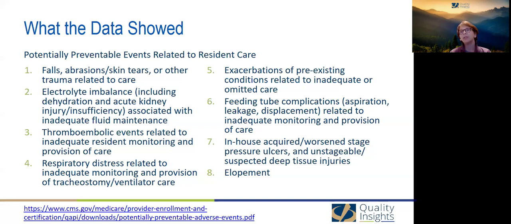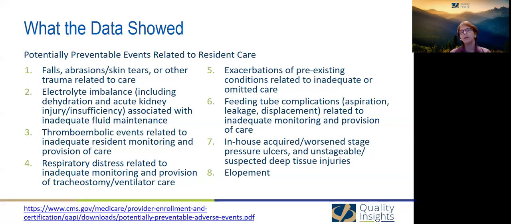The first category is potentially preventable events related to resident care. And I'm not going to read the slide, but you can see here that the idea of failure to provide needed care that we talked about a couple of slides back is kind of weaving its way through most of these preventable events. Of the 8 events listed, we can see that the word inadequate appears in 5 of those events. And we could really easily add that concept to the 3 that don't use the word inadequate. Those are falls, pressure ulcers, and elopement.